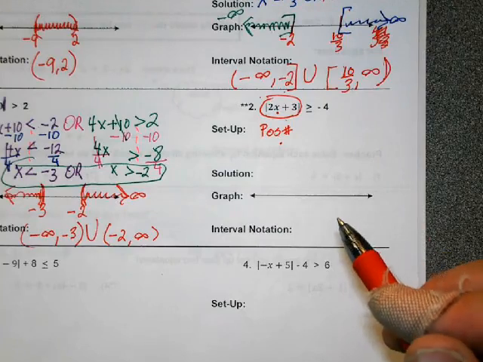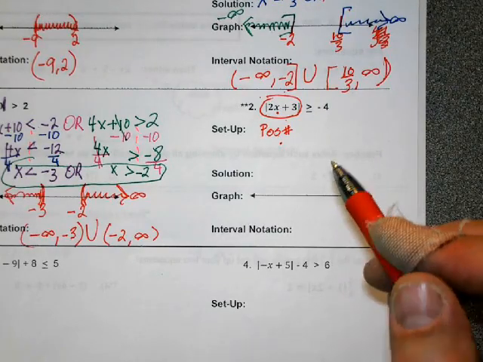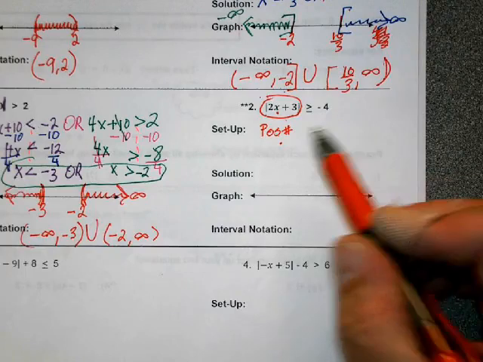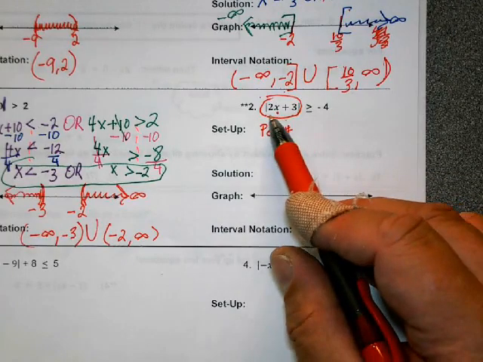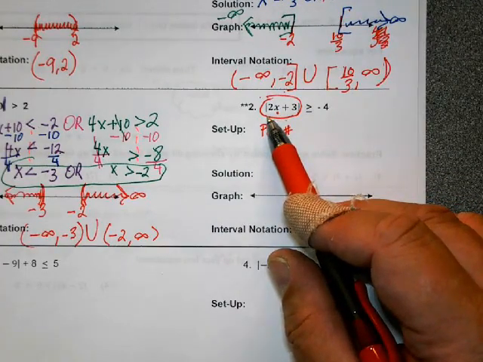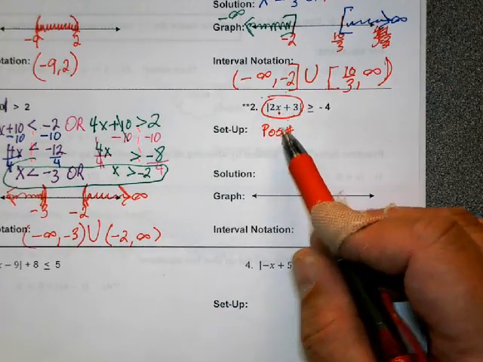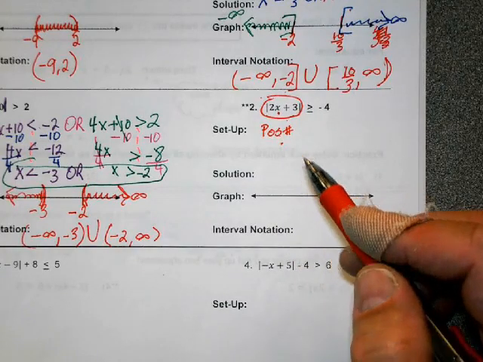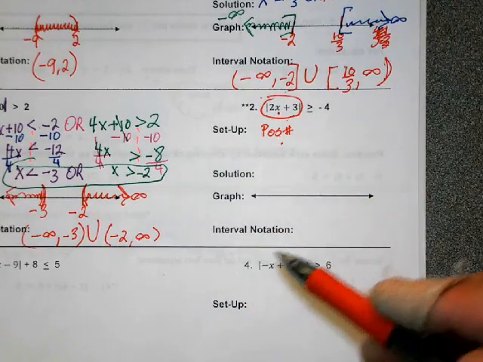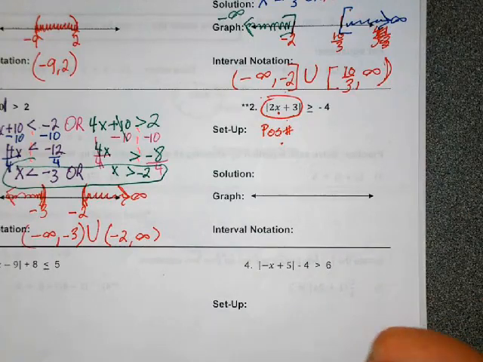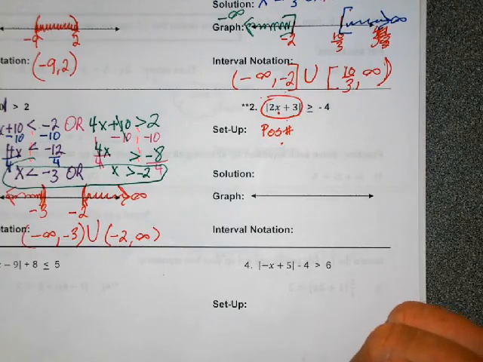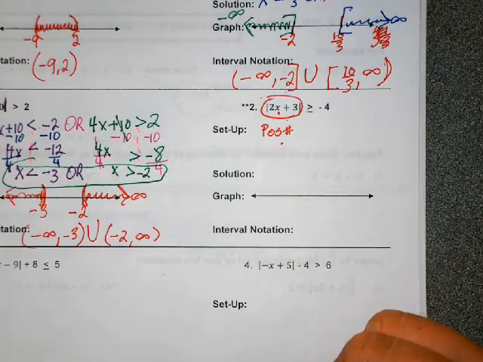How about a negative million? A negative million times 2 is negative 2 million. Plus 3 is really close to negative 2 million. But then I take the absolute value of negative 2 million, and it becomes positive 2 million. Is that greater than negative 4? Yes, it will always be greater than negative 4. So what numbers are going to work here? All of them.